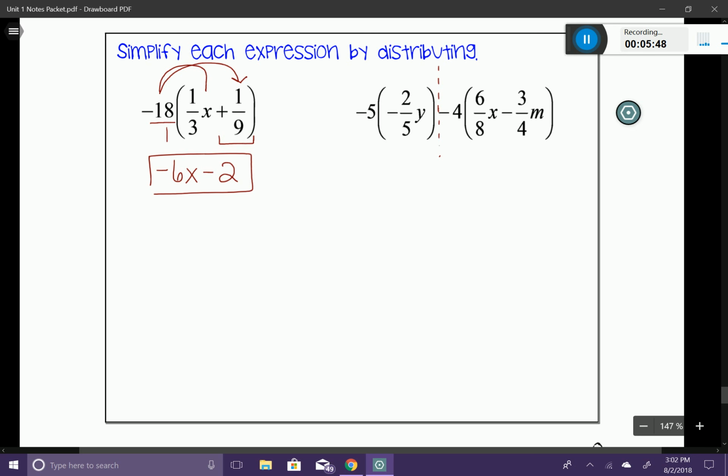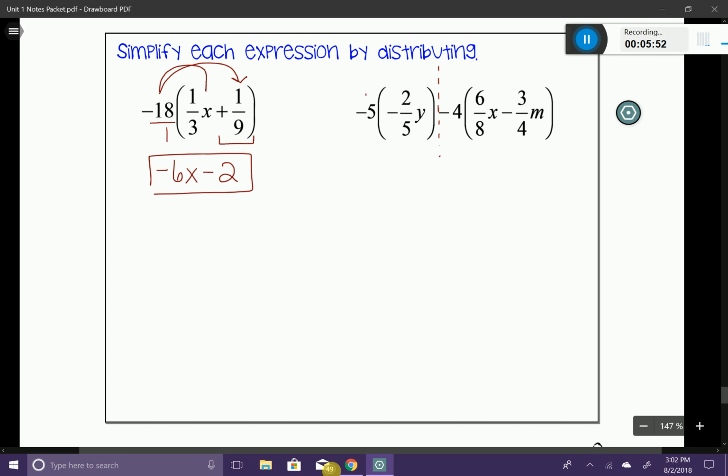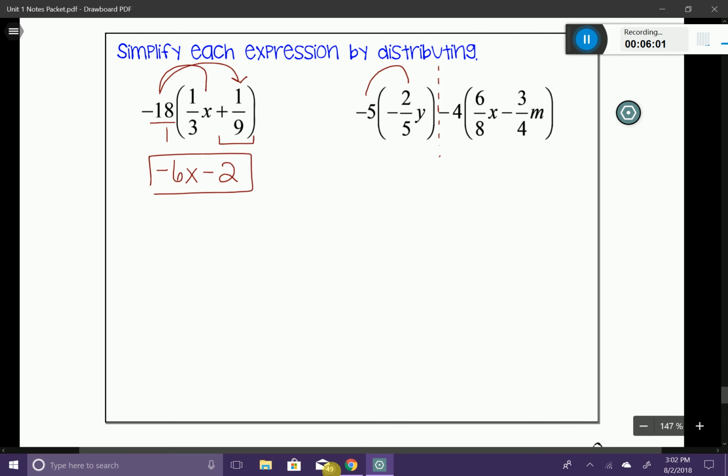So let's just do the first half on the left. I'm going to distribute negative 5 into negative 2/5 y. Now, just take a look at this. I'm multiplying a negative times a negative. So isn't my answer going to be a positive number?